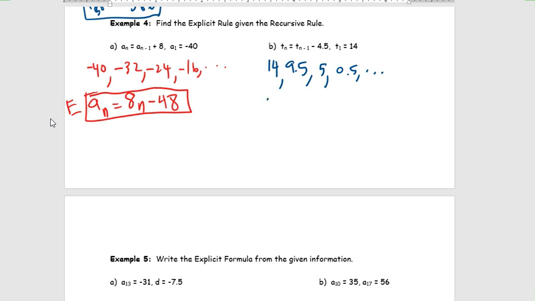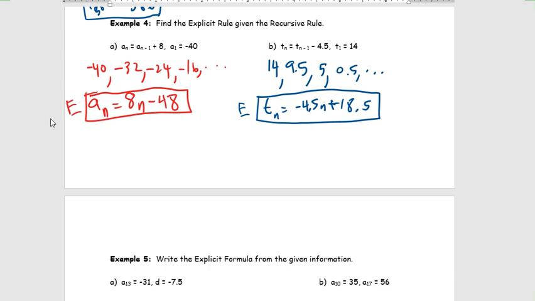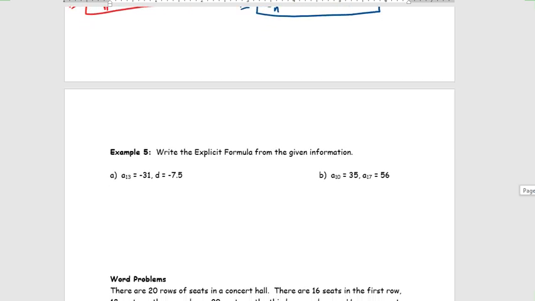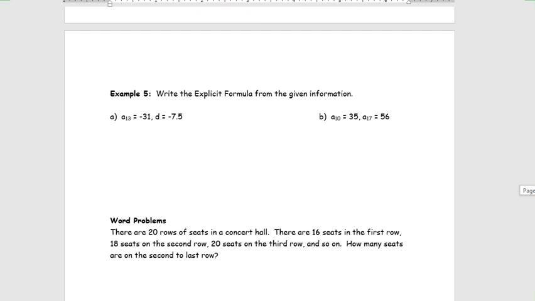Let's find the explicit formula. So T sub n equals, I know this is my slope term, negative 4.5n. And then all I need to do is add 4.5 the other direction to get my 0th term right here, which would be 18.5. So there is the explicit formula for this sequence given that recursive formula. Notice I use the words rule and formula here. I want you to see how you can use those interchangeably.